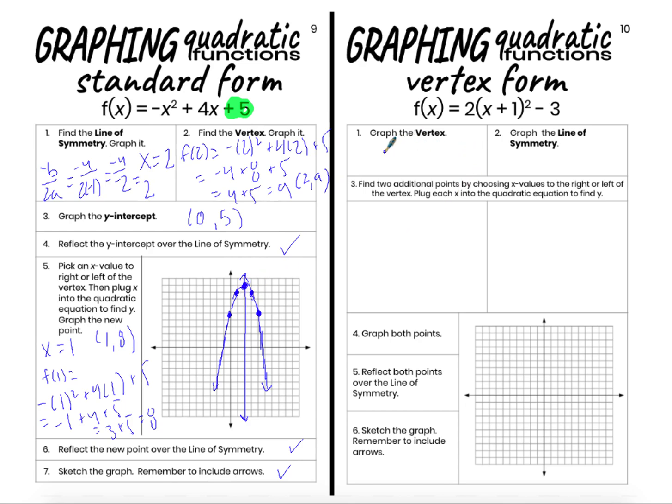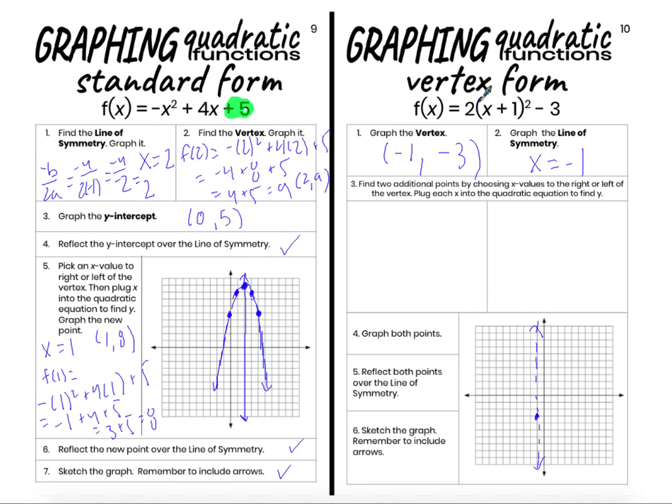That's standard form. Vertex form initially just seems much nicer. We can identify the vertex, -1, -3. We can identify the line of symmetry with no work at all. However, that is where the easy parts stop. Now we have to just plug in 2 x values to find additional ordered pairs because there's nothing else that we can just identify from the function rule.